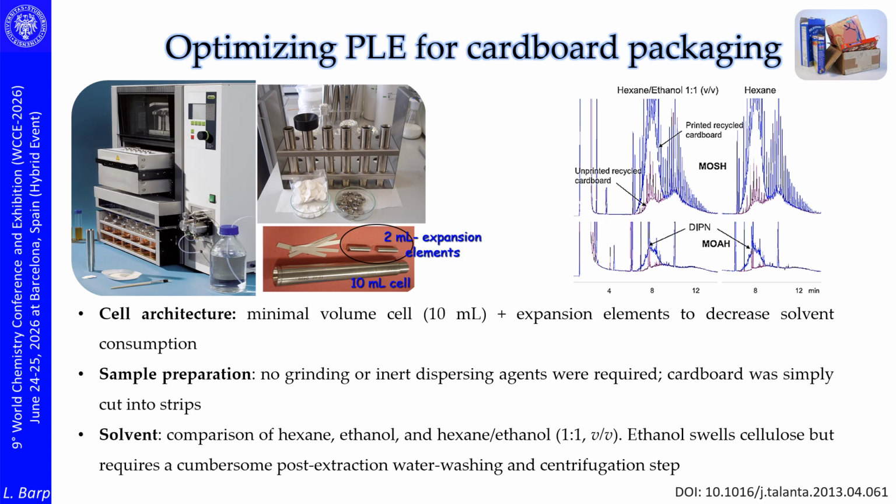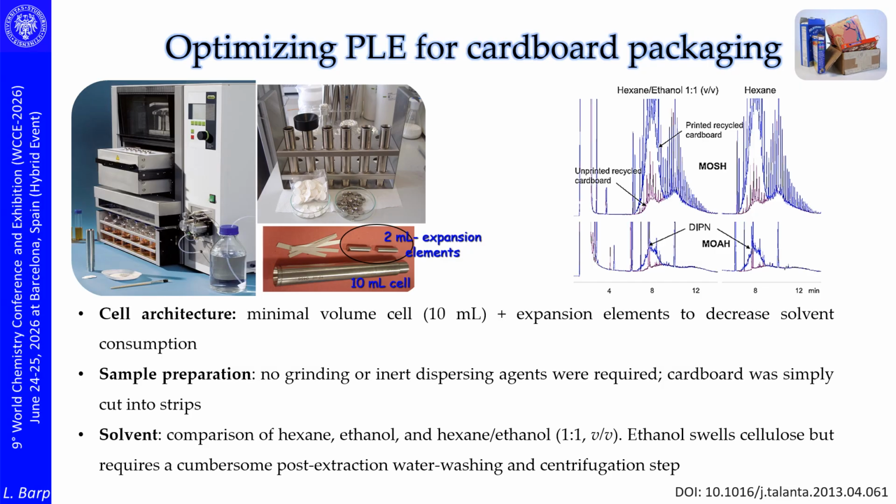Differently from food matrices, cardboard does not require milling or dispersion with inert solvents like sand, but it was simply cut into strips and put directly into the cell. To minimize solvent consumption, an operational cell of 10 ml was selected along with stainless steel expansion elements positioned at the bottom of the cell.